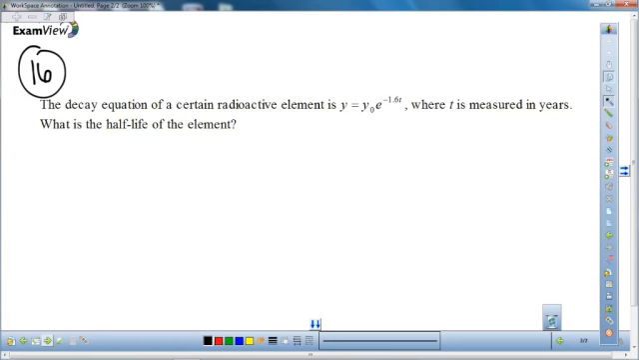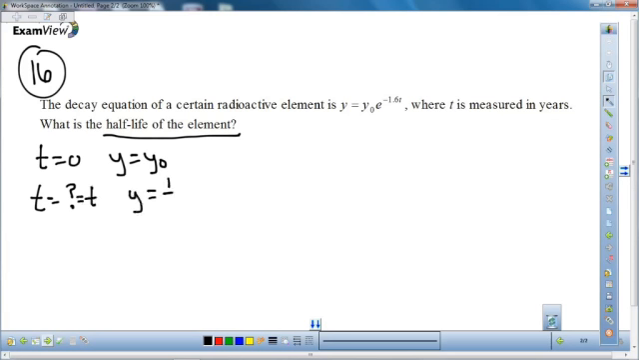For number 16, it says the decay equation of a certain radioactive element is given by my exponential law, where t is measured in years. What is the half-life of this element? So basically, we just have to do what we know. When t equals 0, y is y sub 0. And that's how we have that. When t equals, I don't know, so we're just going to make it t, because that's what we're trying to find, y is going to be 1/2.